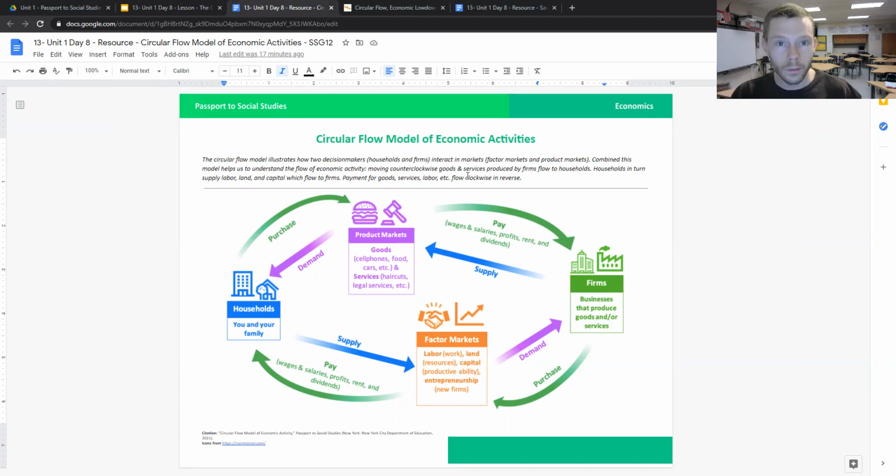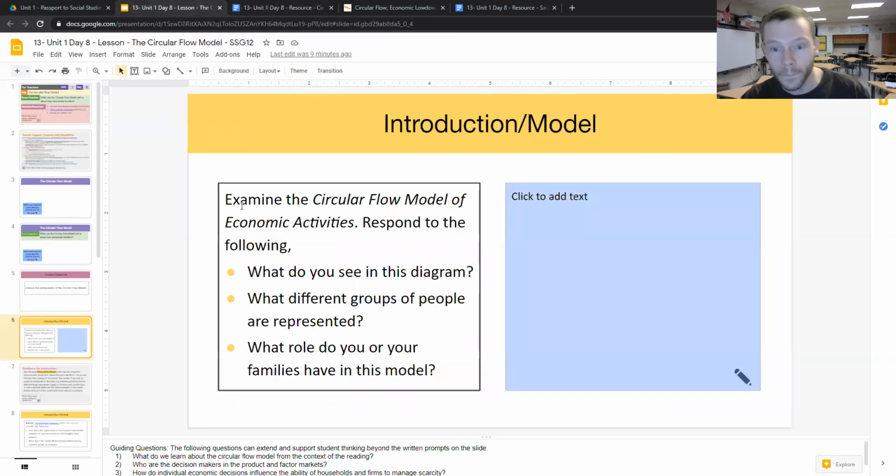and really considering the stakeholders and decision makers, in this case, looking at households, so the students and their families, firms, which really are the businesses that produce the goods and the services, and really the two major markets that we were looking at, which are product markets and factor markets, and really getting students to think critically about the various ways in which these different decision makers and markets are dependent upon one another.